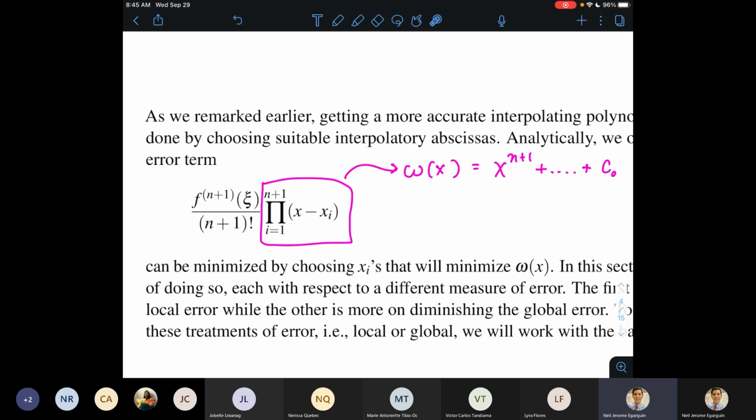And then this depends on the x sub i's. Okay? So, ibig sabihin dito, sa second factor, ang degree of freedom lang natin ay ang x sub i's. So if we want to minimize omega, we can only do so by choosing the x sub i's in a nice way, right? Pero ano nga ba yung x sub i's? Sila yung interpolatory abscissa. So if you want to mess with the second factor or this omega here, and we want to minimize this, our degrees of freedom would be the x sub i's. How can we choose the x sub i's properly, or optimally, in order to get a minimal error? Tapos yun yung titingnan natin ngayon. Ano kaya yung mga okay na gamiting x sub i's?